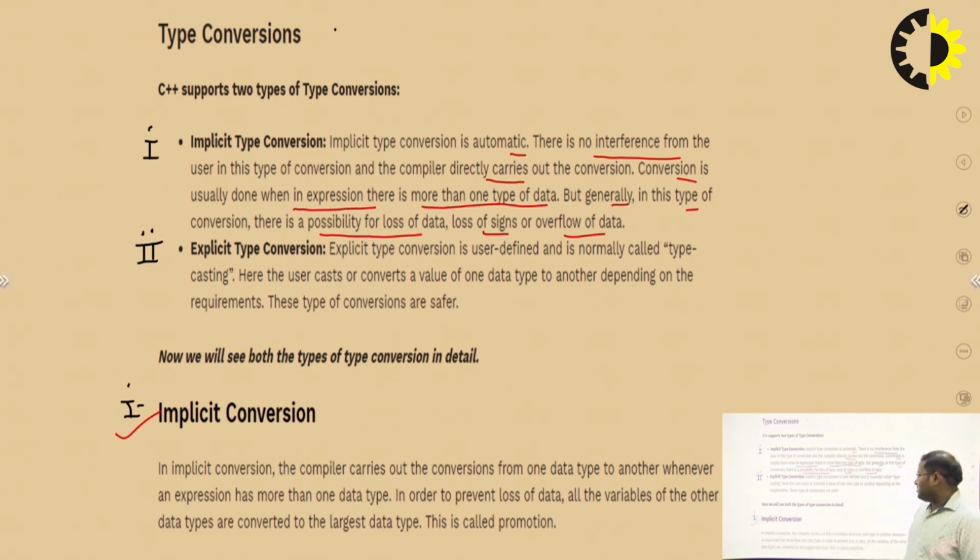In implicit conversion, the compiler carries out the conversion from one data type to another whenever an expression has more than one data type. In order to prevent loss of data, all the variables of the other data types are converted to the larger data type. Suppose there are two variables, integer and float, in an expression, then we convert the integer into the float, the bigger data size. This is called promotion.